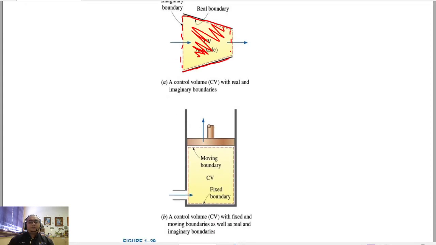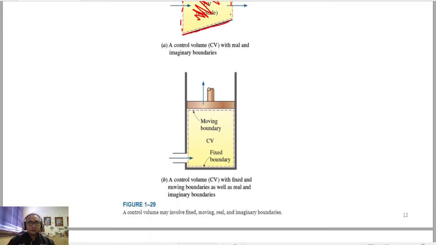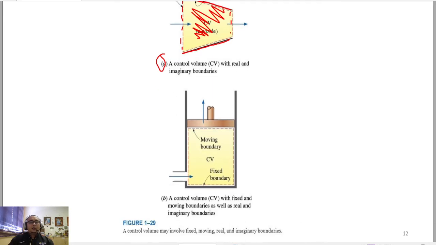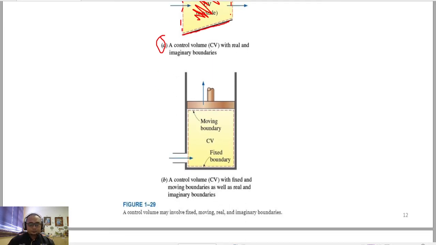Alright, contoh kedua pula. Kita ada piston. Okay. Ini contoh kalau yang A ni kebiasaannya nozzle lah. Nozzle ataupun pipe. Alright. Kalau yang B ni pula contohnya adalah piston. Kita control dia punya volume and then kita ada moving boundary. So this one, bahagian ni, this side, dia adalah moving boundary sebab this boundary dia boleh turun dan juga dia boleh naik. Okay. And then pada masa sama kita ada fixed boundary dekat bahagian tepi ni. Dan dia adalah real boundary.